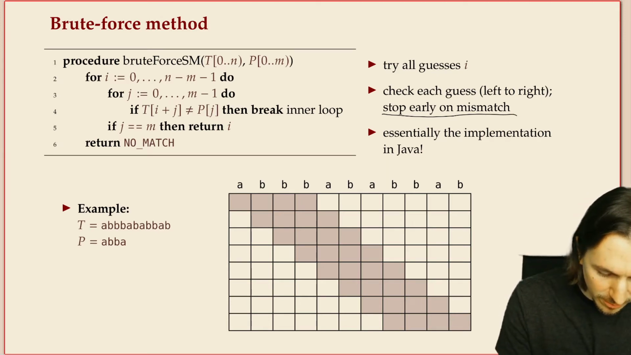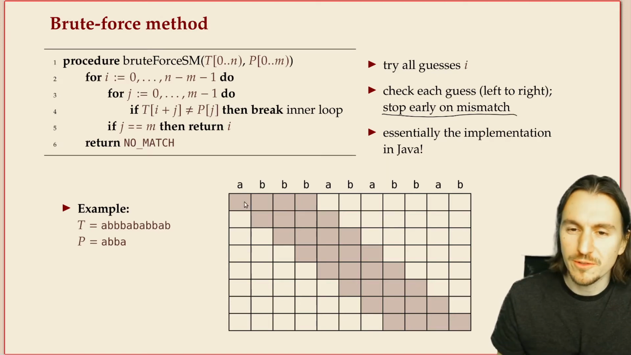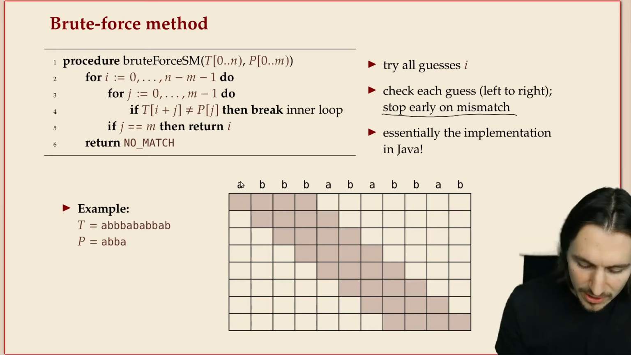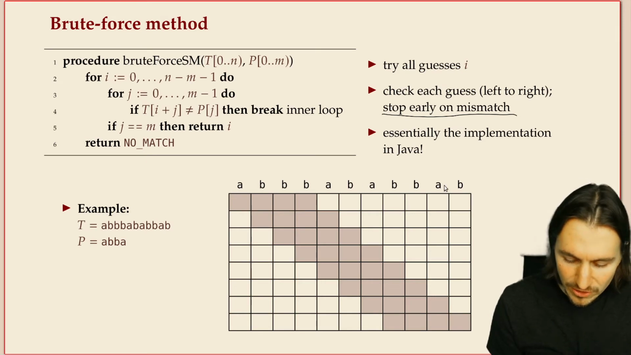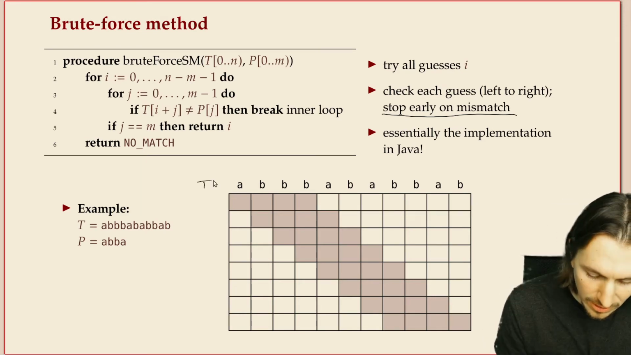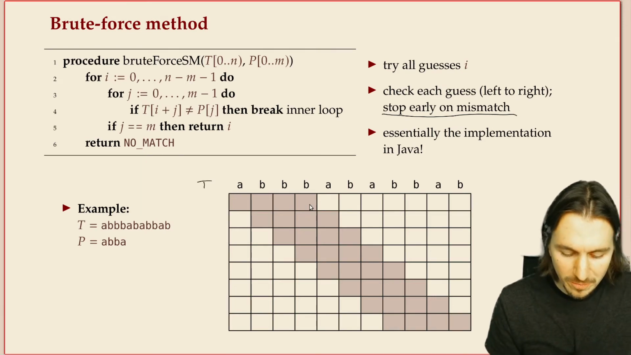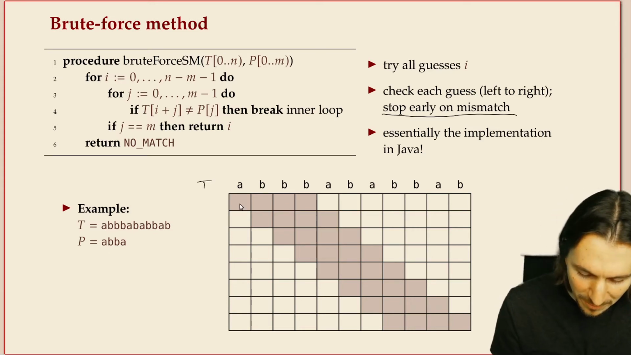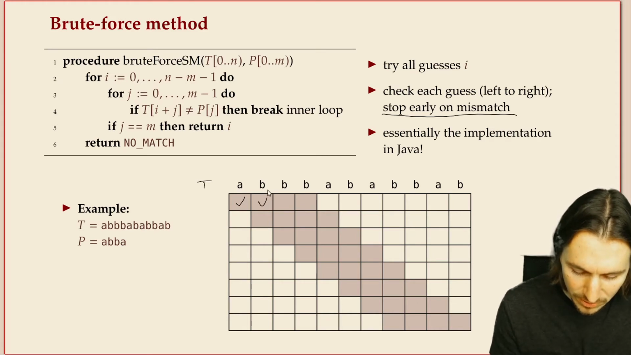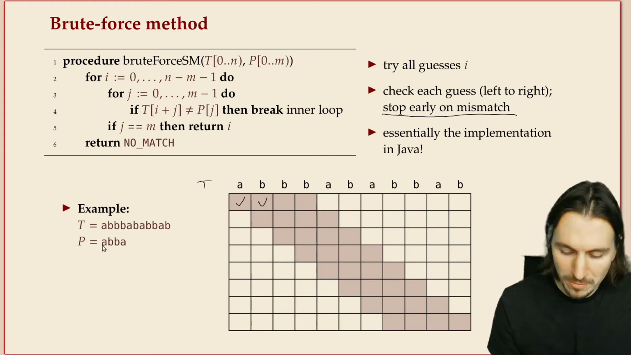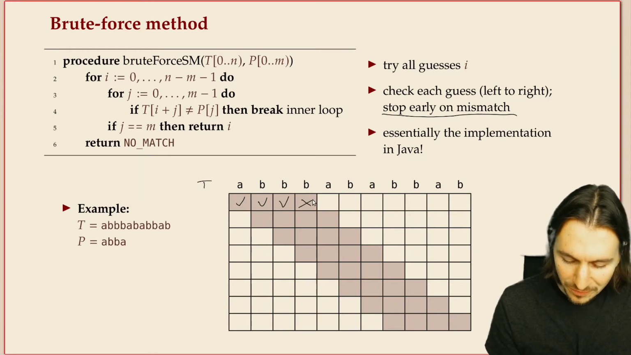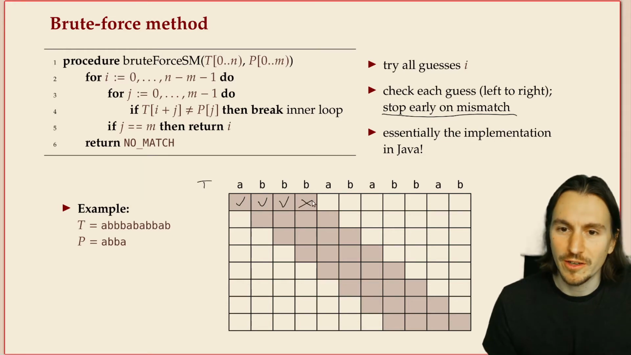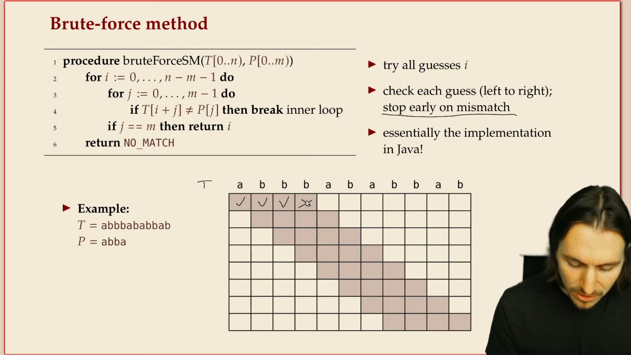Let's see. Maybe black is best to read. So what these colored boxes symbolize: here's the text, right? And we try to fit the pattern in here. The pattern here is ABBA. So we do the comparison with A, and that actually matches. The second character, B, matches too. The third character matches as well, but then the last one is a mismatch. But we had to look at all the characters here. Now, okay, that was not a match.